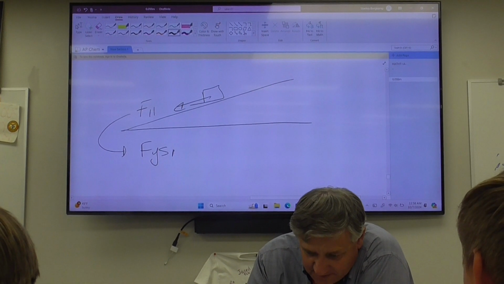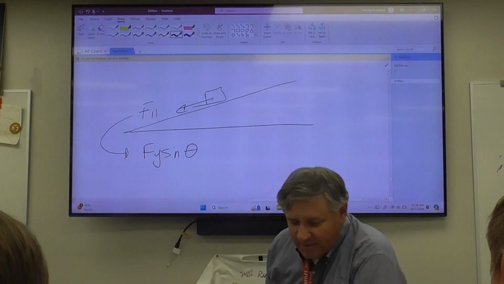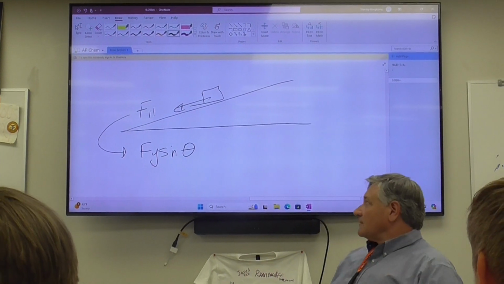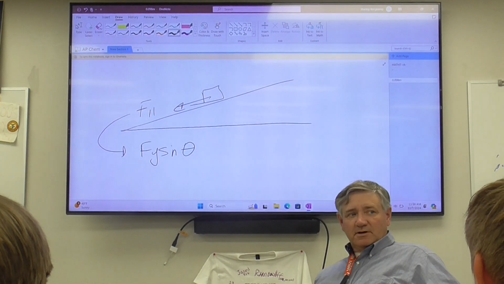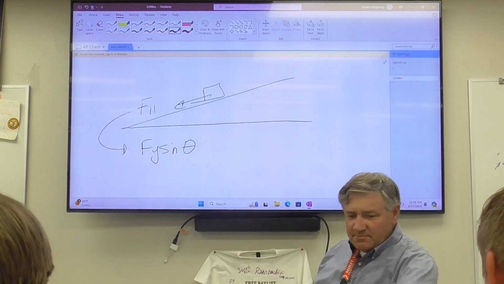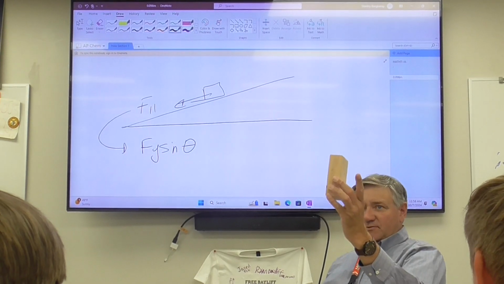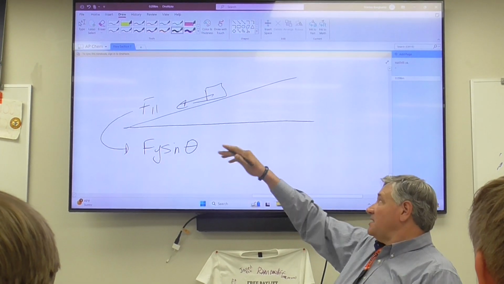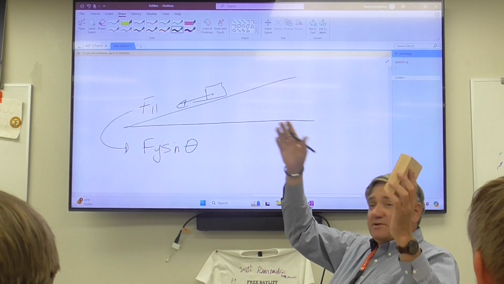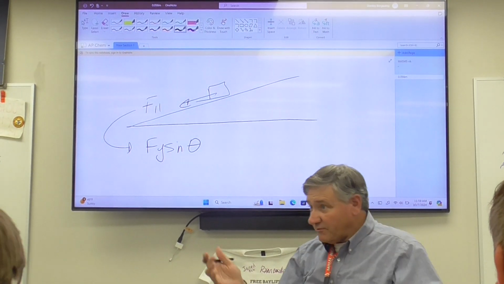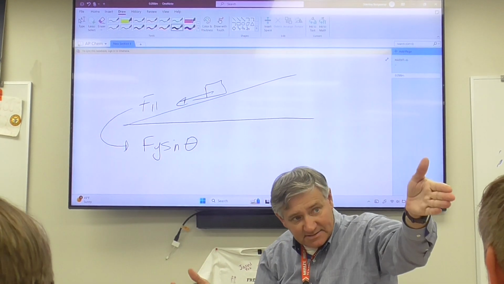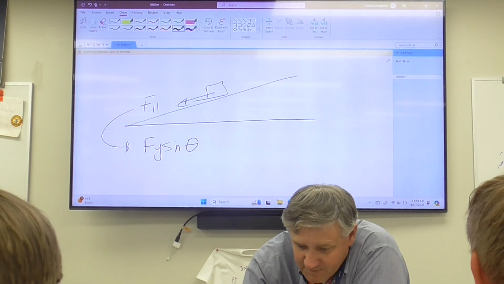FG sine theta. So if you're on a flat surface, you're taking the sine of 0, which is 0, so there is no force parallel. You go to the extreme and you tilt something up into 90 degrees, then the sine of 90 is 1, then your force parallel is your gravitational force. Okay, so you can go from 0 all the way up to the same as your gravitational force.